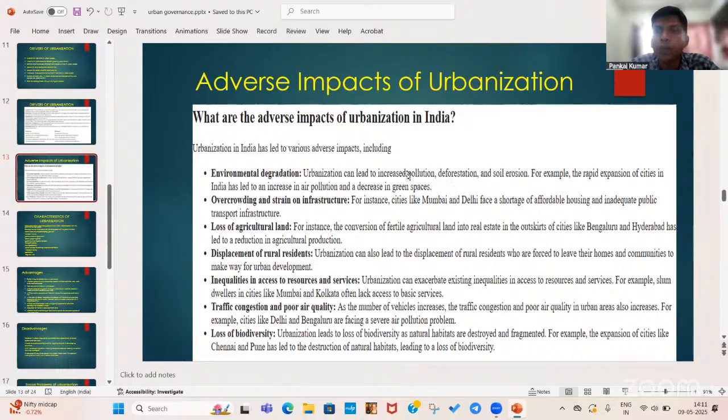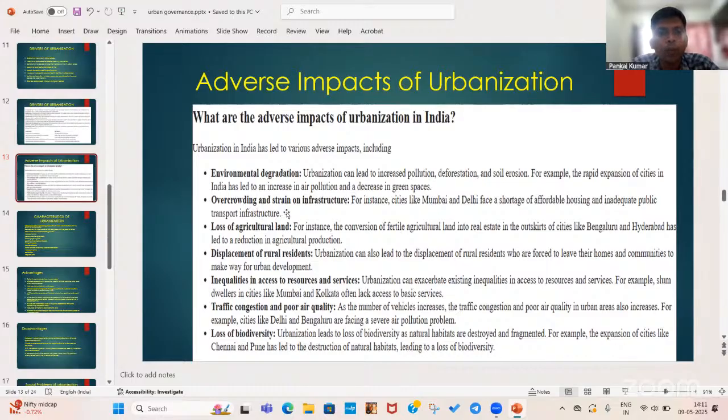Then increased pollution, due to lack of proper waste management. Often waste disposal is not very proper, so what will happen? It will lead to pollution, and this pollution can be of different types, like soil pollution, water pollution, and due to burning of this waste, it can also lead to air pollution. Like Delhi, which is considered one of the most polluted cities across the world.